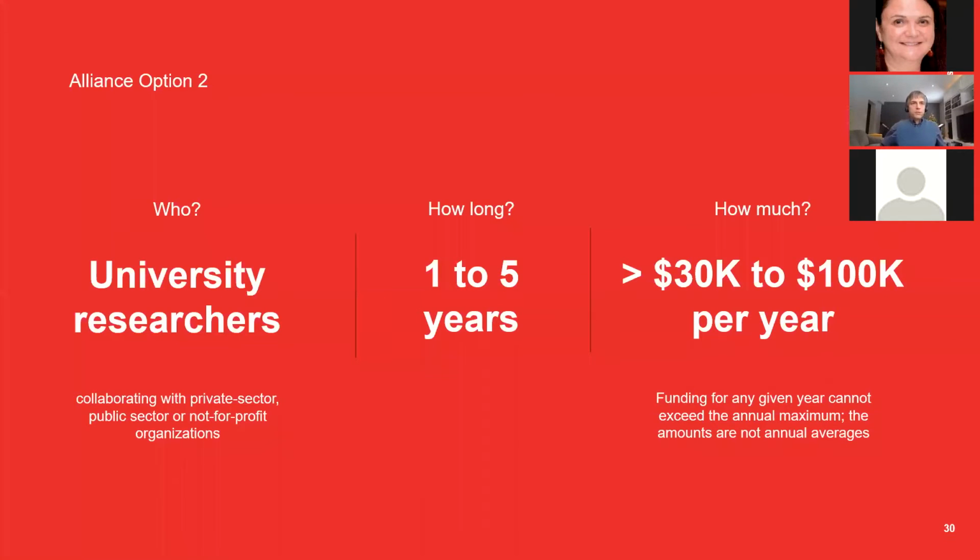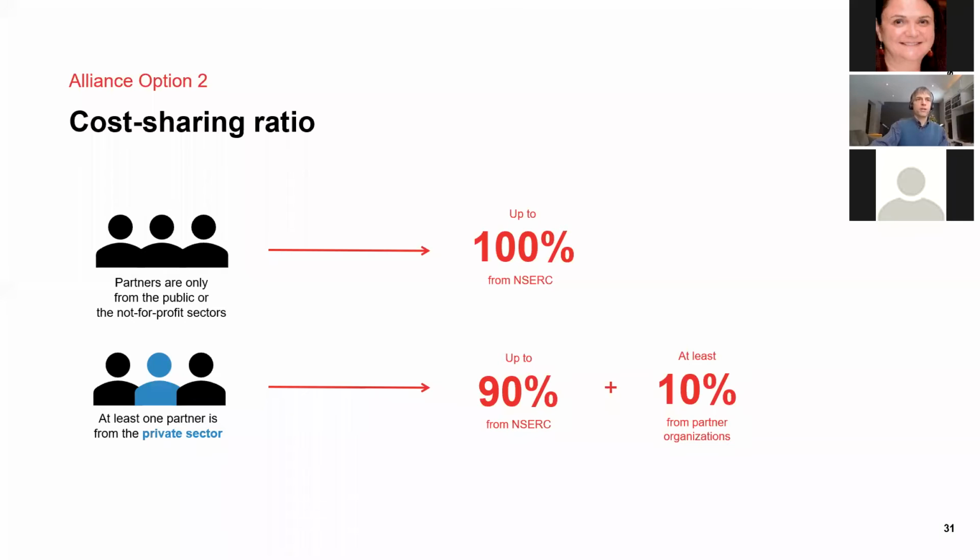Option 2 and option 1 also differ in terms of funding. The minimum is 30K instead of 20K per year, every single year. Again, there must be at least one partner that is recognized for cost sharing. If it's, let's say, a public or not-for-profit partner, even though they're not contributing any cash, only in kind, they need to be recognized as if they were providing cash.